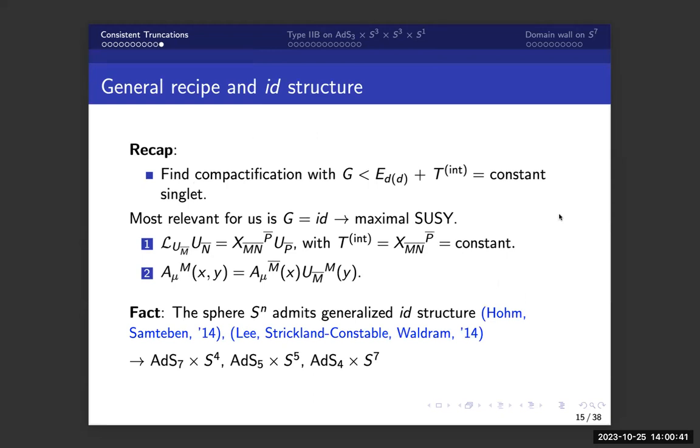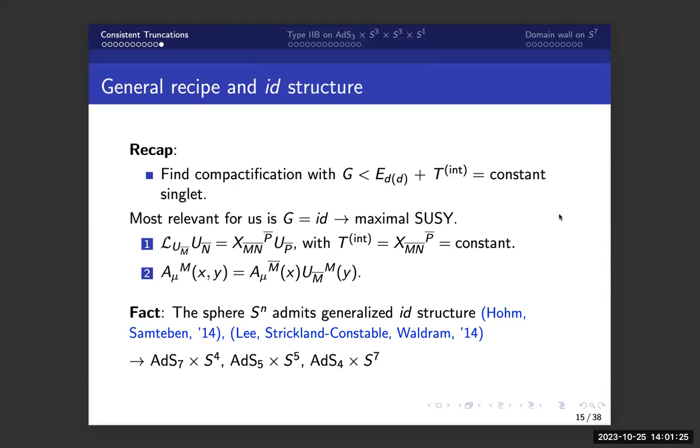And so the prescription, the general method to construct consistent truncations in this framework, will be to find a compactification that admits a G structure on this vector bundle E. And then to impose the consistency, you have to demand that the intrinsic torsion of the G structure is constant. In particular, since I will only do these generalized identity structures, the only condition to check is that the algebra under the generalized Lie derivative of the frames that define the identity structure has as coefficients some constants.